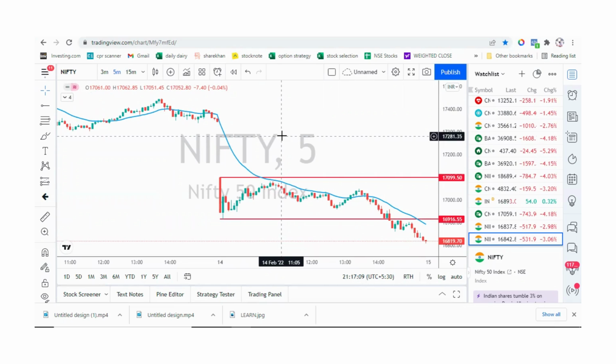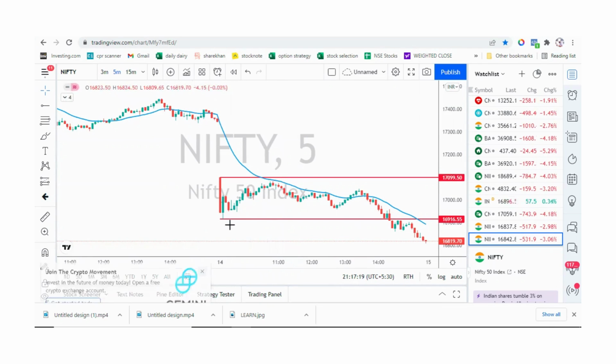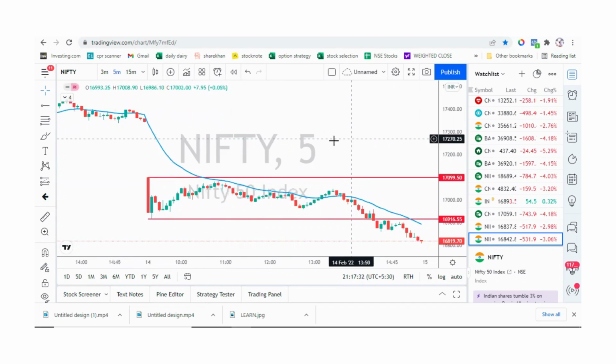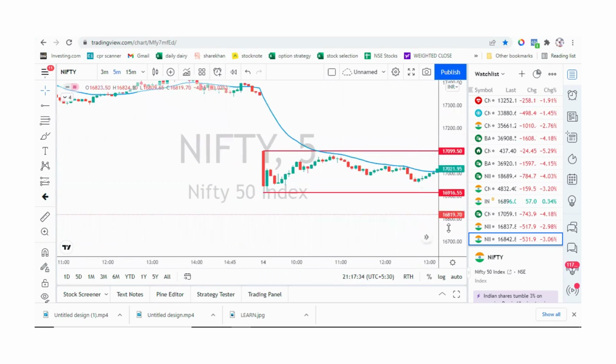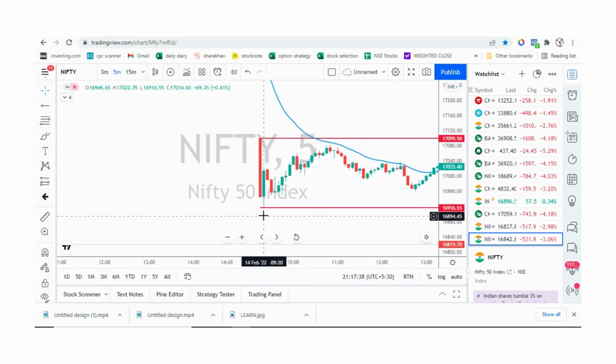And I have 21 exponential moving average as the benchmark. So this acts as a support and resistance for our trade. And the third one is the entry into the option. I will tell you how to enter the option. So now let's start the analysis. Market opens at 9:15, so up to 9:30, I will not take any trade.